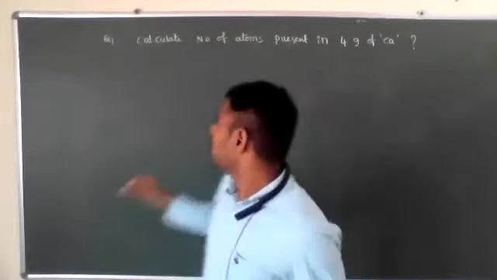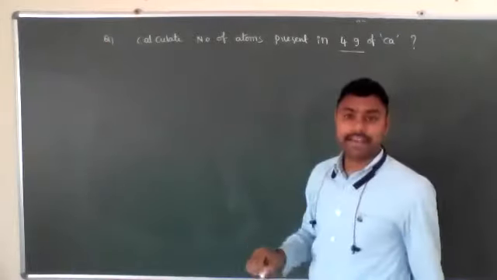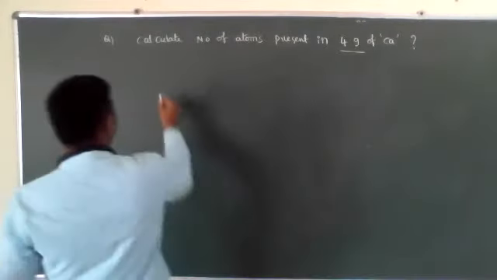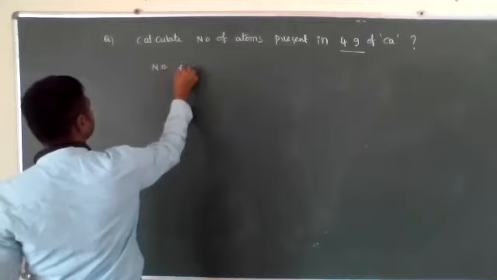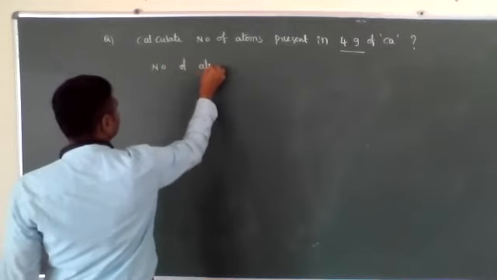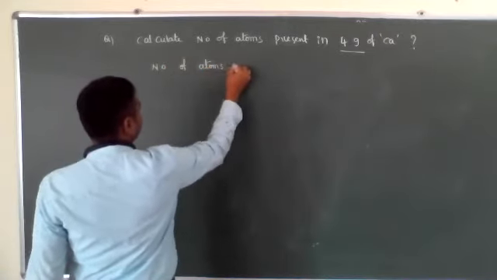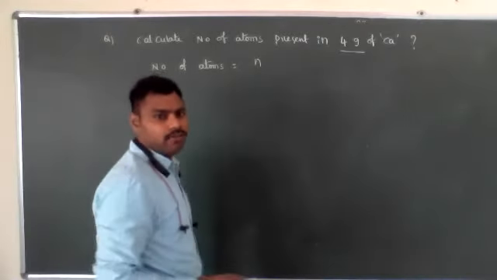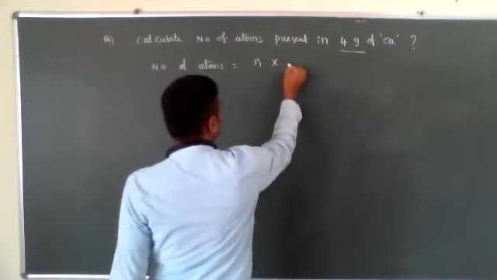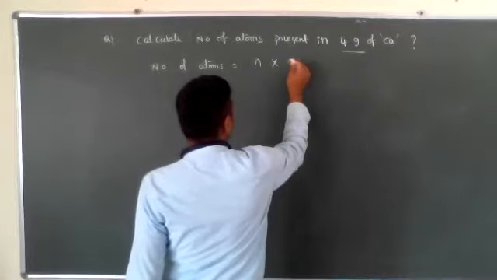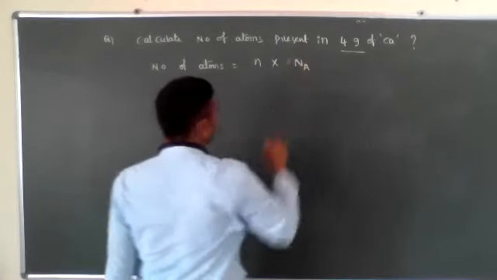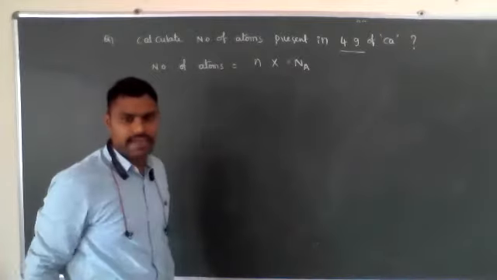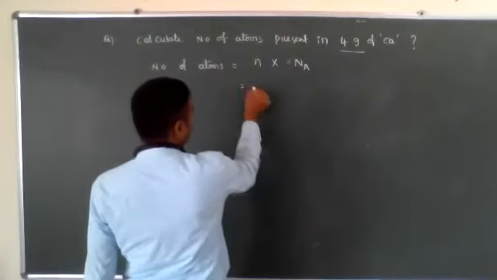But in the question, how much weight of calcium is given? 4 grams of calcium is given. So in this case, what is the formula? Number of atoms is equal to N. What is N? N refers to the number of moles. N into Avogadro number. Means number of moles multiplied with Avogadro number, then we will get atoms or we will get molecules.